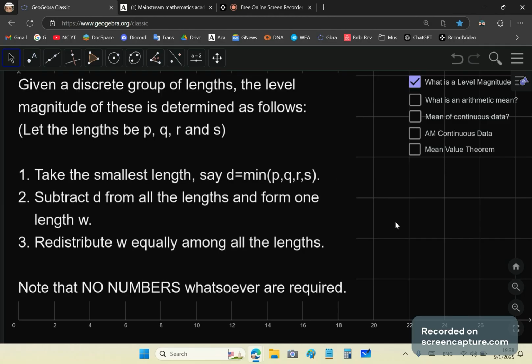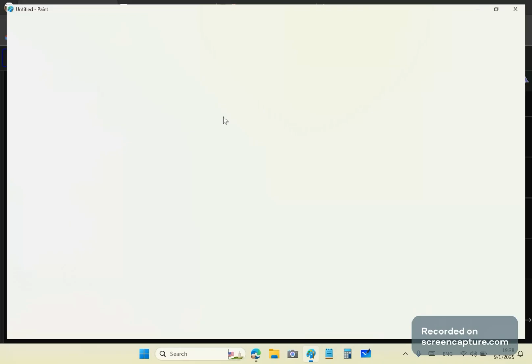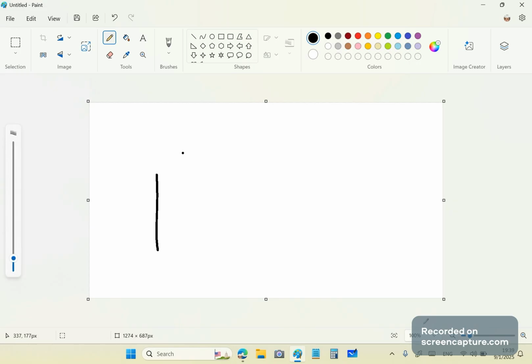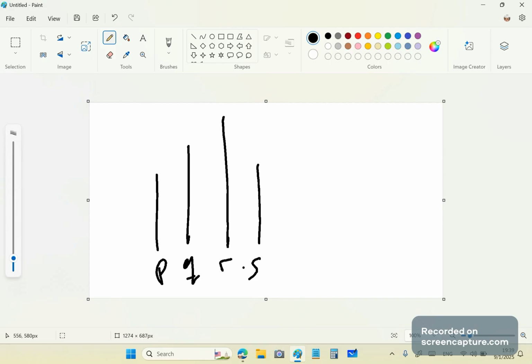So what is a level magnitude, by the way? If you're given a discrete group of lengths, the level magnitude of these is determined as follows, without numbers, by the way. Let the lengths be denoted by P, Q, R, and S. So if we get a pen and we say these are the lengths, let's just pull up a paintbrush pad. And so we'll say that the lengths are P, Q, R, and S.